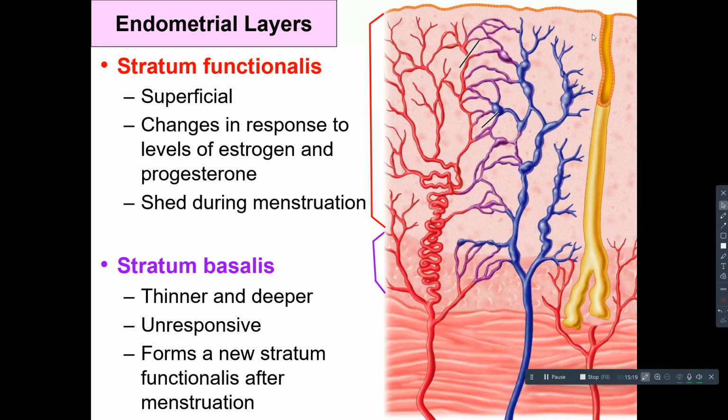It has a superficial sublayer called the stratum functionalis. This is the layer that is going to grow in response to increasing levels of estrogen and progesterone. It's also the layer that is shed during menstruation. Deep to it is a thinner layer called the stratum basalis, and this layer does not respond to those ovarian hormones in the same way, and its job is to rebuild a new stratum functionalis after menstruation has taken place. So those are the two basic layers of the endometrium.